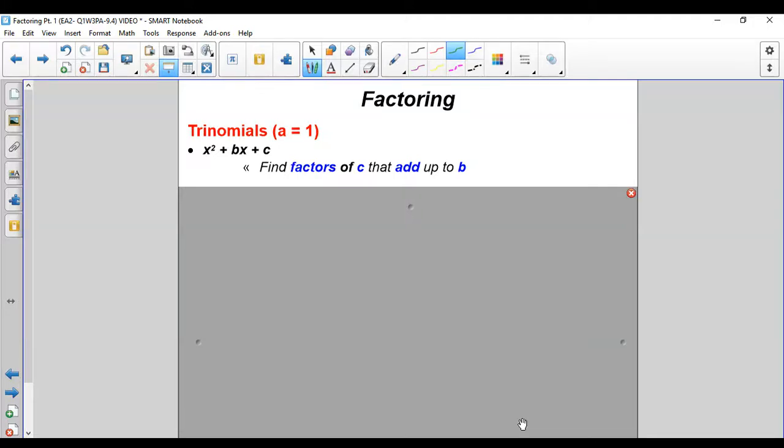Next, we're factoring trinomials where a equals 1. So we're in the form of x squared plus bx plus c. If you guys remember, this is where you find factors of c that add up to b in the middle. Let's just jump right into it.